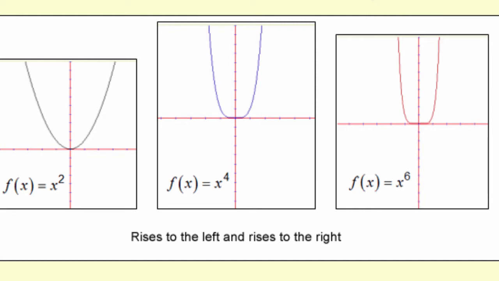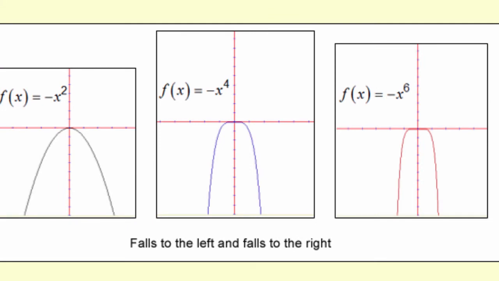All these graphs, f of x equals x squared, x to the fourth, x to the sixth, they all have even degrees and positive leading coefficient. So when you go far away from the origin, in both directions, the graph increases. It rises to the left and rises to the right. That's what the end behavior is called. This next group, even degree, negative leading coefficient, they fall to the left and fall to the right. The further away you go from the origin, the graphs eventually fall in both directions.